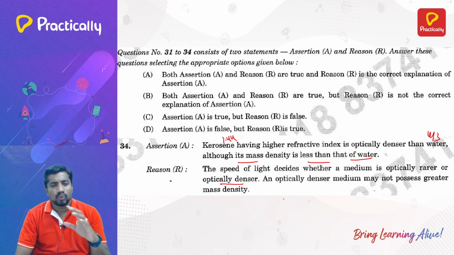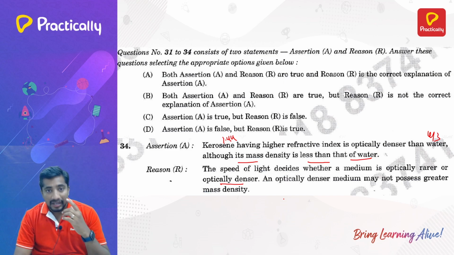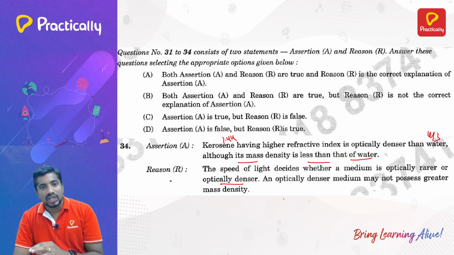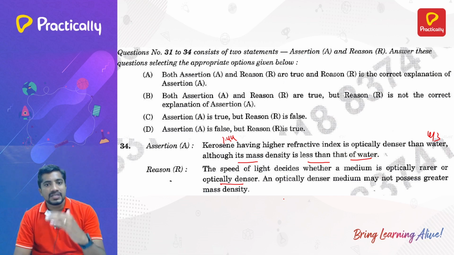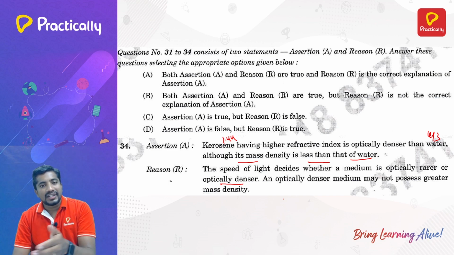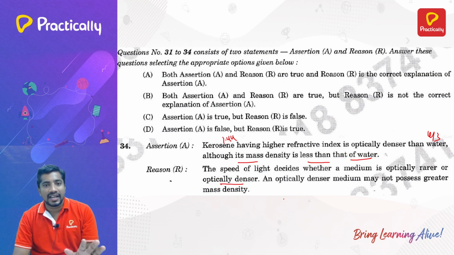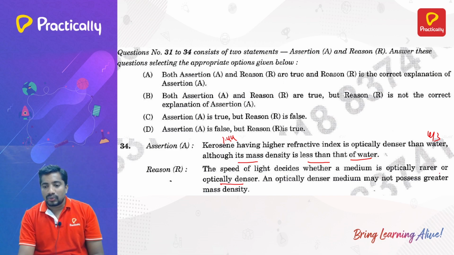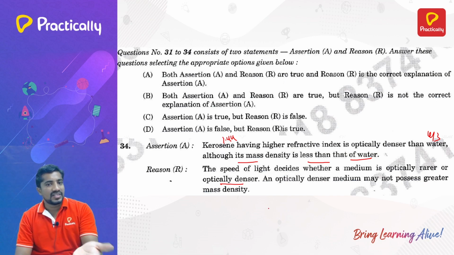Okay, see here, that's one of the parameters. Generally, in optically denser medium, the light speed slows down. In optically rarer medium, it speeds up. So based on the speed parameter, generally we will say that if it is traveling a bit slow, that is denser medium, optically denser medium. Traveling a bit fast, that is optically rarer medium. Okay, that type of conclusion is fine, that is true. An optically denser medium may not possess greater mass density. Of course, the same thing is happening in kerosene, so it is also true.